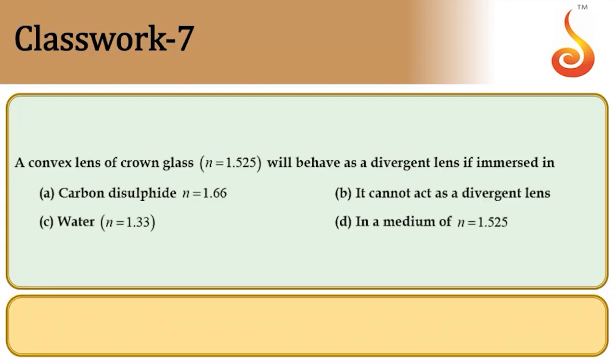Example 7. A convex lens of crown glass of refractive index 1.525 will behave as a divergent lens if it is immersed in. Clearly, in order that it behaves like a divergent lens, it should be immersed in a medium of higher refractive index. That's right. So higher refractive index corresponds to carbon disulfide, whose value is 1.66. So A should be our correct choice.